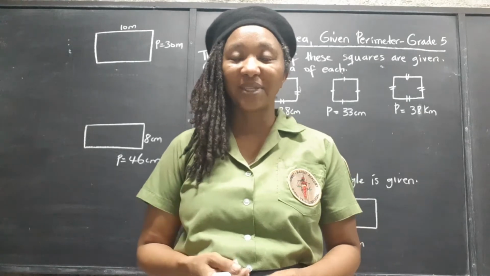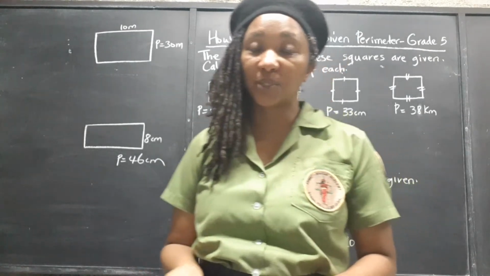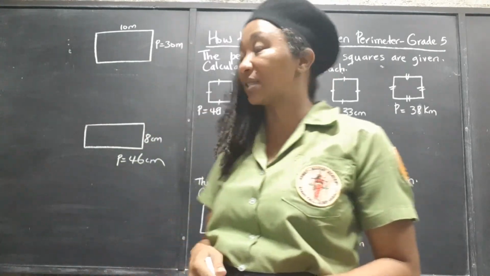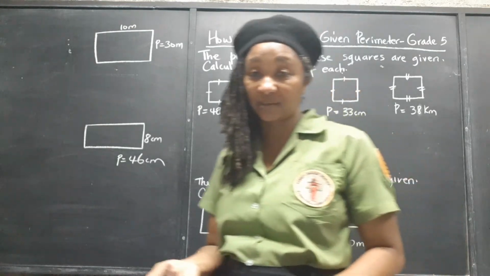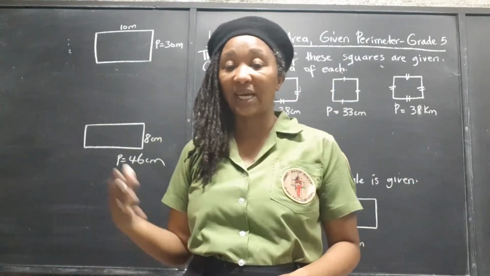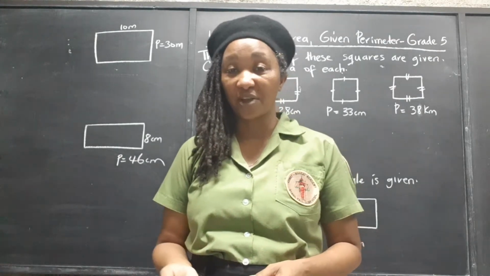We're continuing our study of area and perimeter. This time we're looking at some squares and other kinds of rectangles, and we're asking how do we find the area if we're given the perimeter, or the perimeter and the length, or the perimeter and the width? How do we calculate the area?